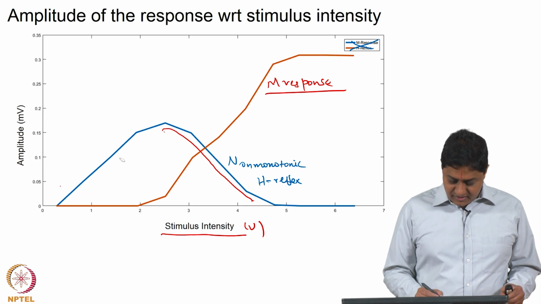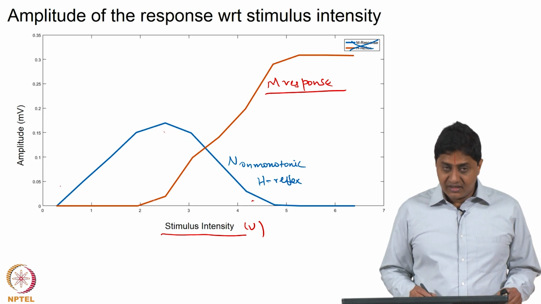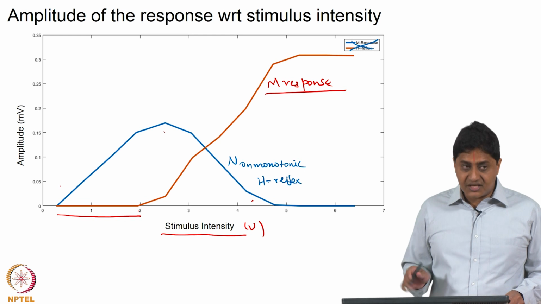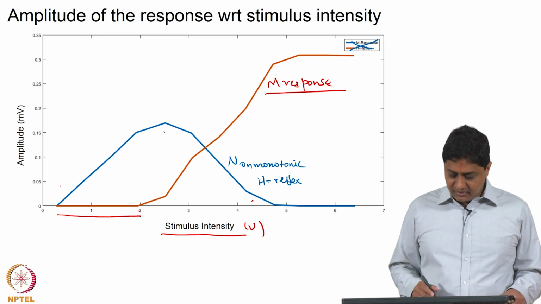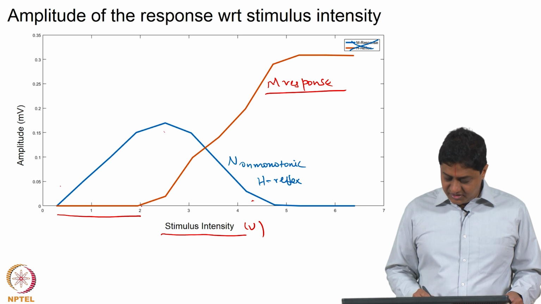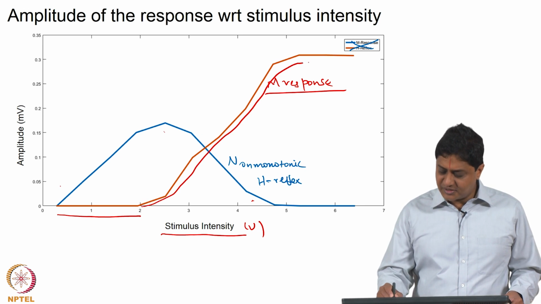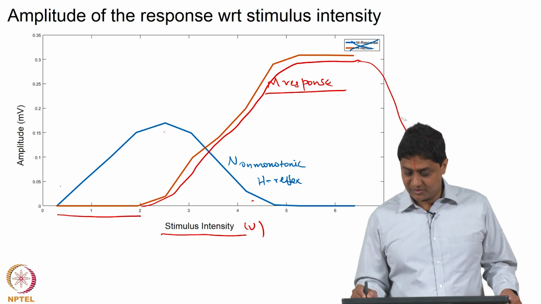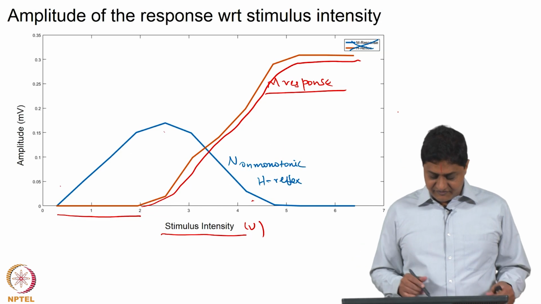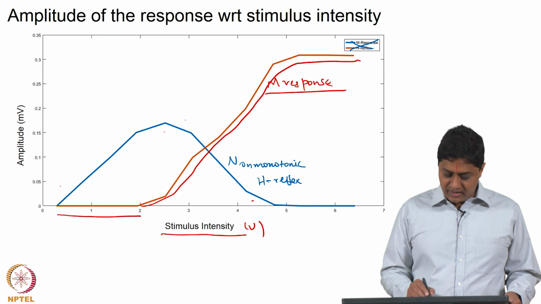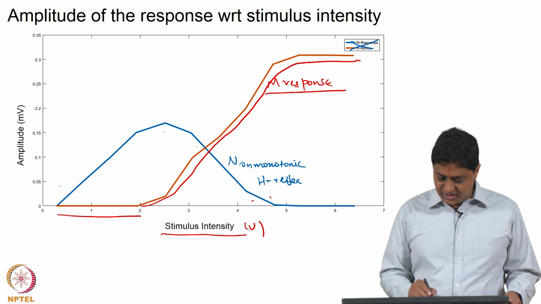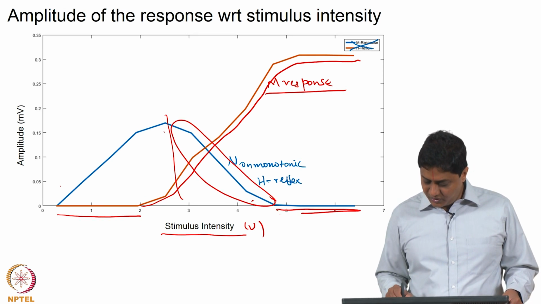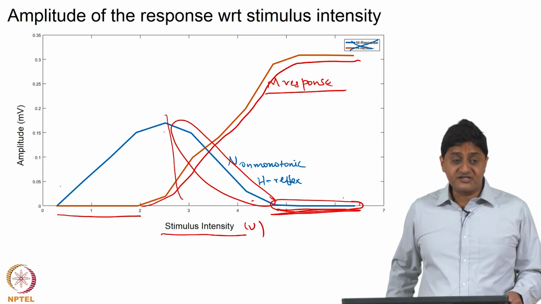Whereas in the case of the M response, for a while there is no M response, and then the M response starts, and when it starts to increase it keeps increasing monotonically, and at some point it saturates. Of course, at some point it must saturate, but it does not go back. That is the most important part, unlike the H reflex. The question is why the H reflex amplitude starts reducing after that point, and at some point becomes 0. For all these cases the H reflex amplitude is 0.